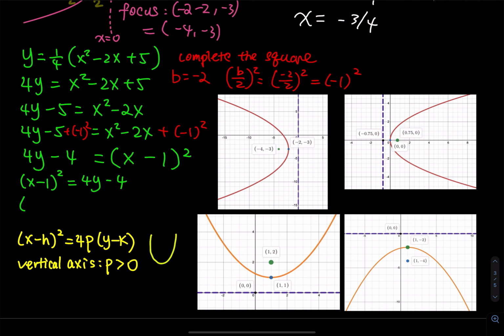Factor out the 4, so we have x minus 1 squared, and then we factor out the 4, and then you have y minus 1. Then what is the p? The p is just almost right in front of you. The p is equal to 1.